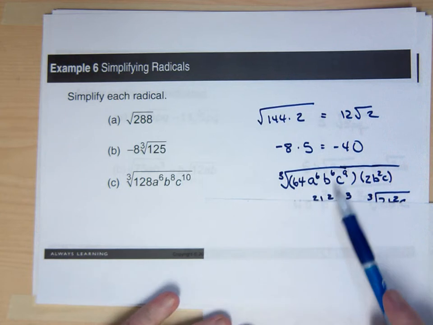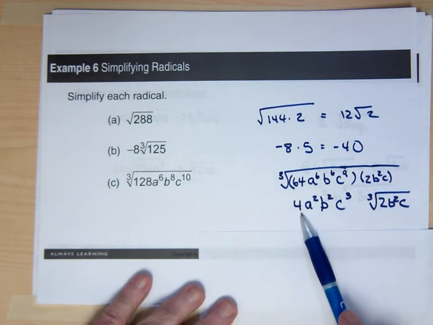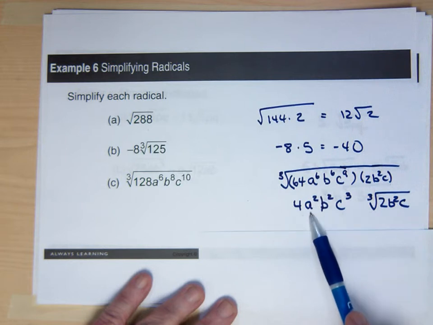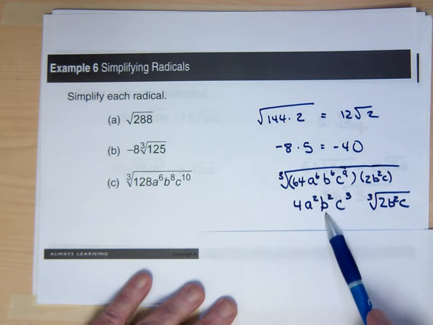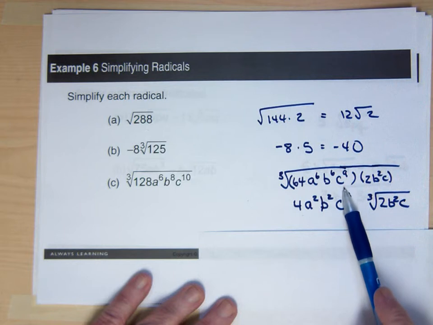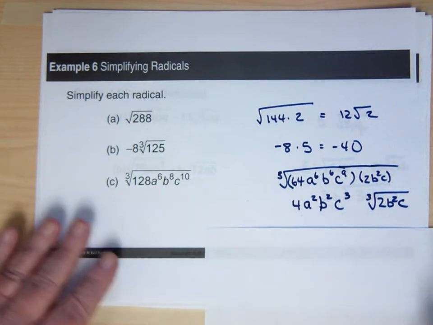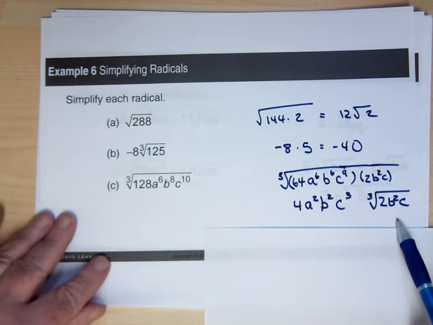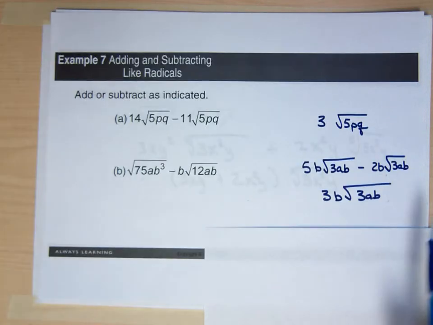These perfect cubes will come out as the cube root of 64 is 4. The cube root of a to the 6th is a squared. The cube root of b to the 6th is b squared. And the cube root of c to the 9th is c cubed. And this cube root is left over, and everything is left under the radical.